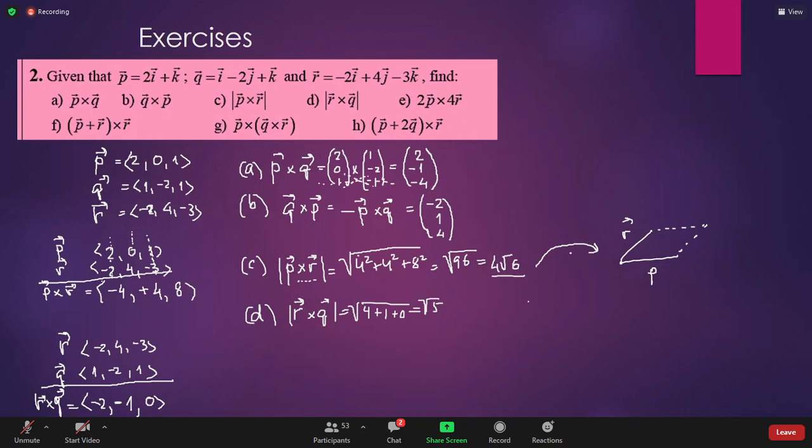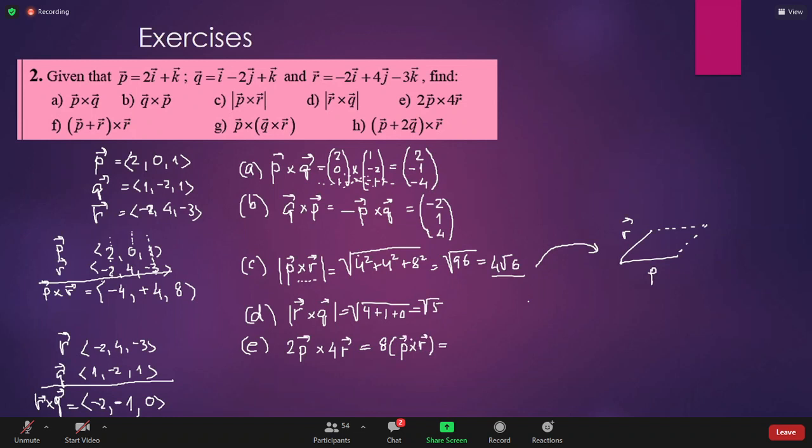Now next, E is 2 vector P times 4 vector R. Remember the number property? We can take 4 outside of the vector product, and we can take the number 2 outside of the vector product. So I can actually say that this is 8 times P times R. And P times R is something that we already have. We have it here.